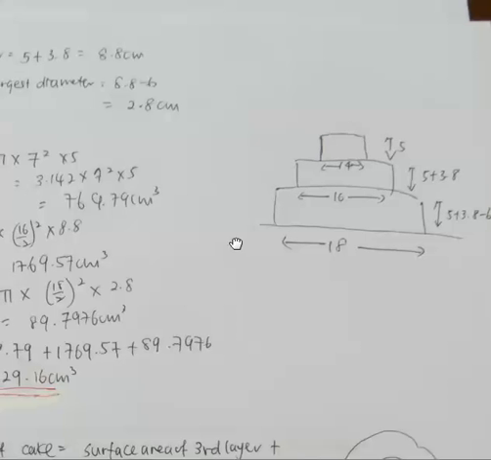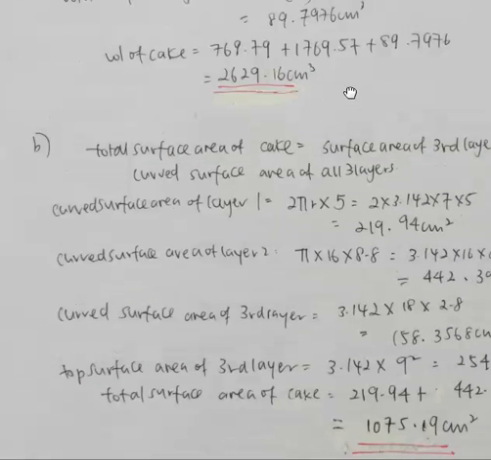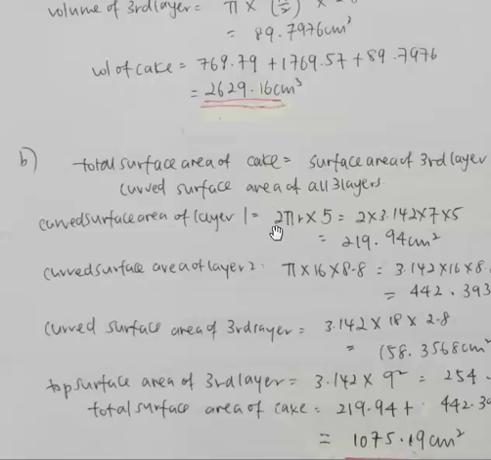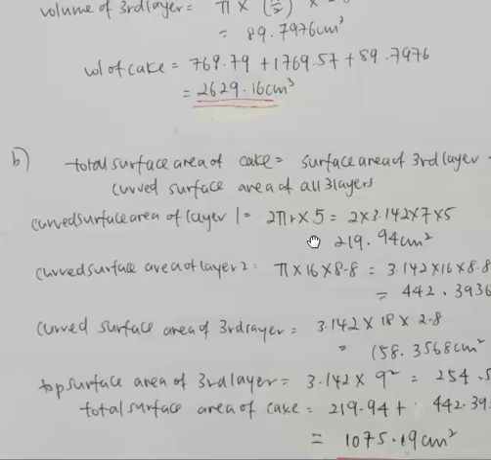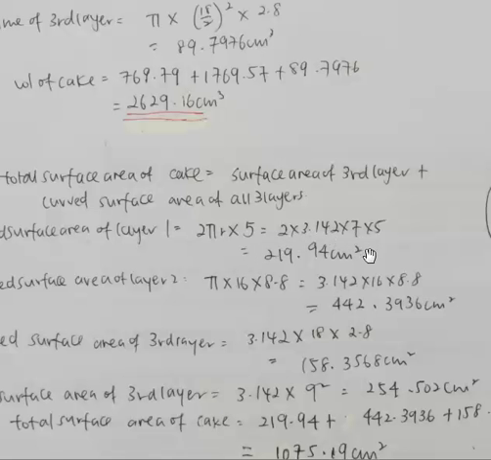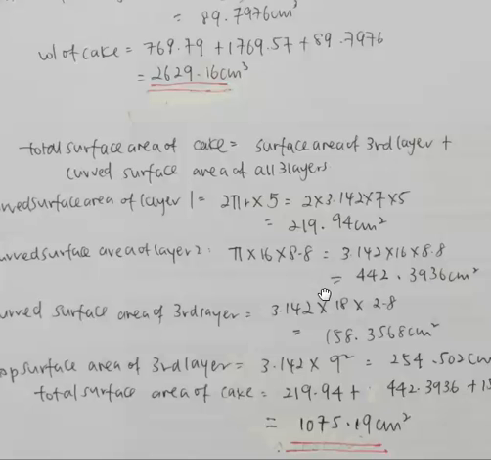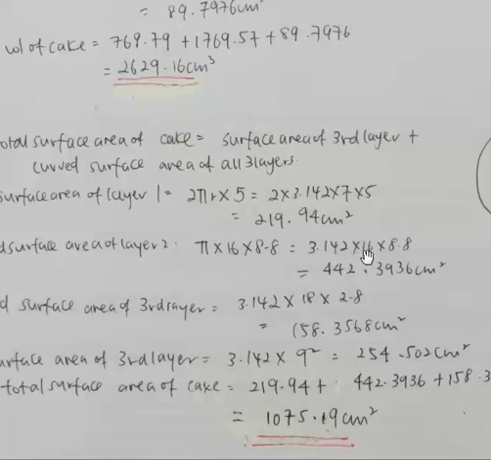and 3. So the curved surface area of layer 1 is 2 pi r, which is the circumference, times height. So it's 2 times 3.142 times 7.5 equals 219.94 cm squared. The curved surface area of layer 2 is pi times diameter times height equals 3.142 times 16 times 8.8 equals 442.3936 cm squared. And the curved surface area of layer 3 is 3.142 times diameter 18 cm times height 2.8 cm equals 158.3568 cm squared.